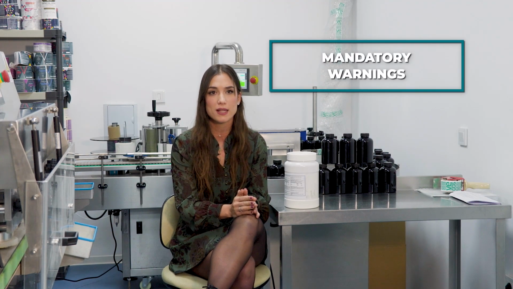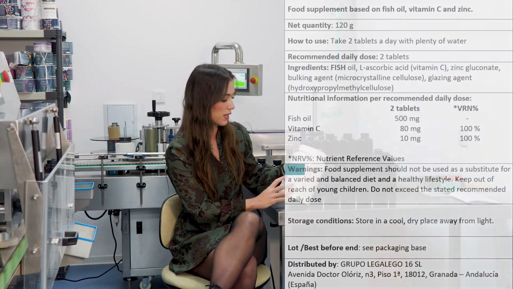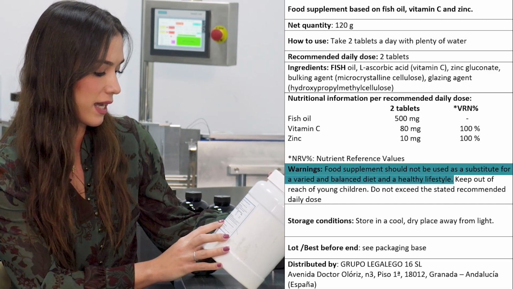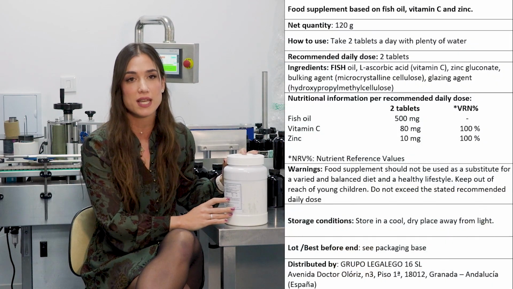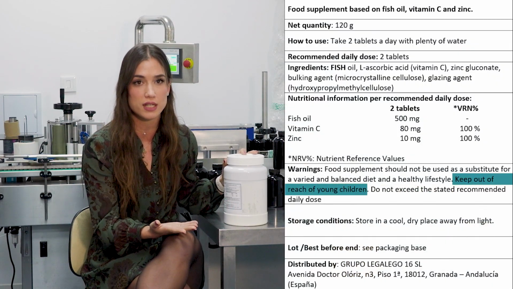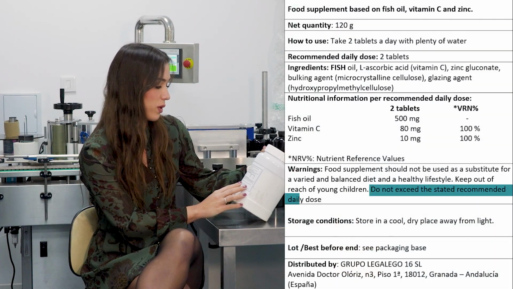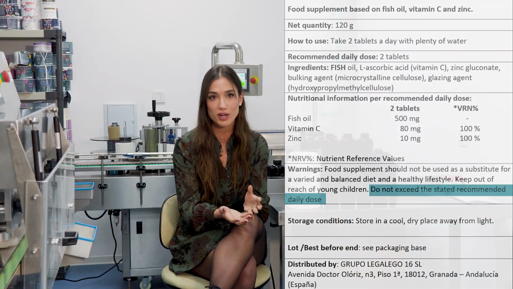Another important point are the warnings. There are 3 mandatory warnings. The first one is food supplements should not be used as a substitute for a varied and balanced diet and a healthy lifestyle. The other one is keep out of reach of young children. And the third one is do not exceed the stated recommended daily dose. There are more warnings that should be added depending on the composition of the ingredient that the product contains.